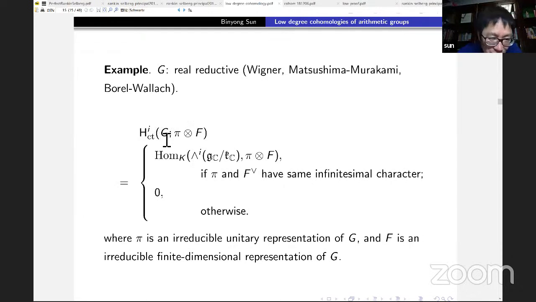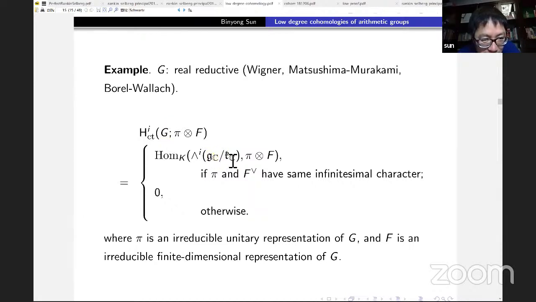So this is a well-known result. If pi and F dual have the same infinitesimal character, then this is just such a Hom space. Here K is a maximal compact subgroup of G. This little g is the Lie algebra of this group G, and the subscript C indicates the complexification.